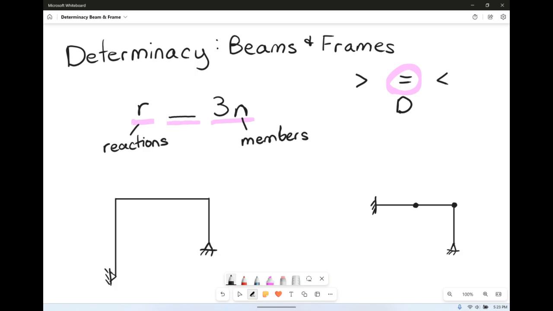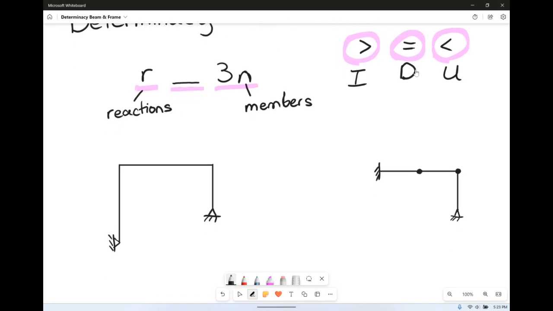And then to remember which one is unstable and which one is indeterminate, we want to think about what's the situation in terms of the reactions. If we have too many reactions, it is indeterminate. And if we don't have enough reactions, then our beam just kind of walks away, and that's unstable. So we're just going to do a few examples to see how this goes.